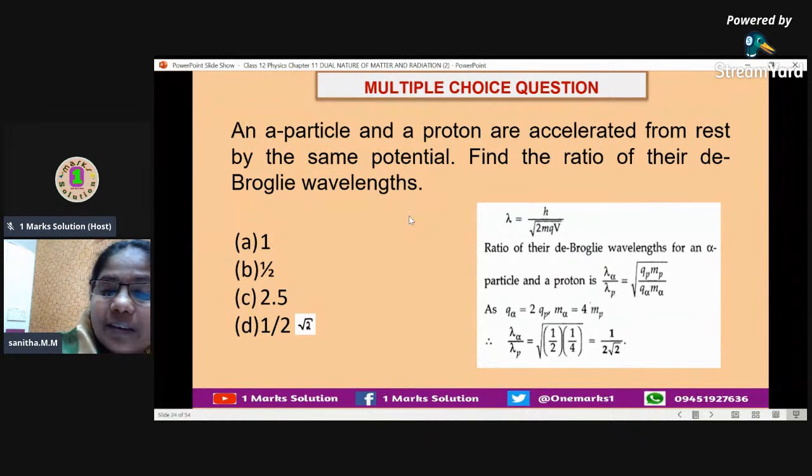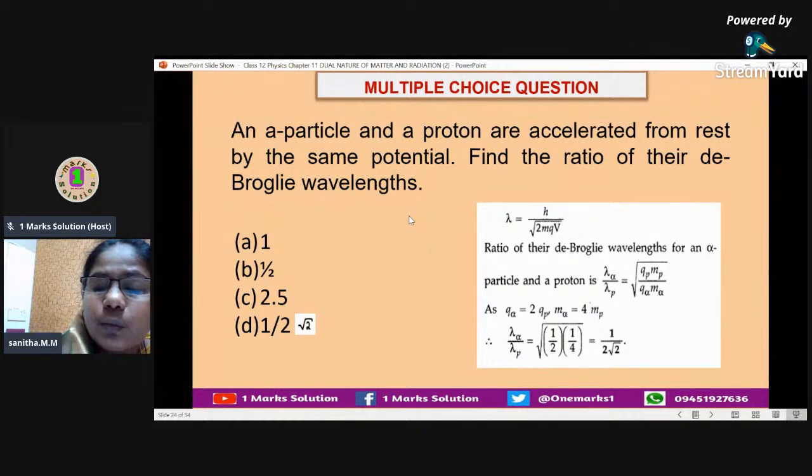Then you should know what is the relation. This is very important for every concept. We know this one, that is, what is the relation between the charge of alpha particle and the charge of the proton? Q alpha is equal to 2 into Qp. That means twice the charge of the proton.